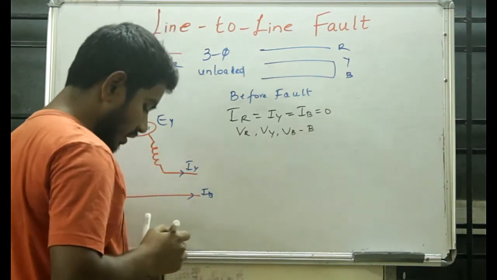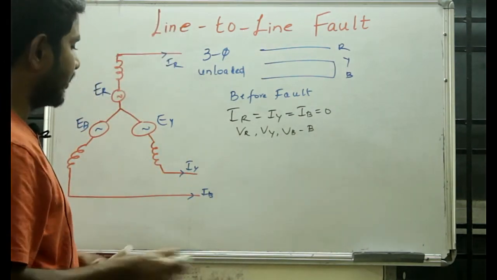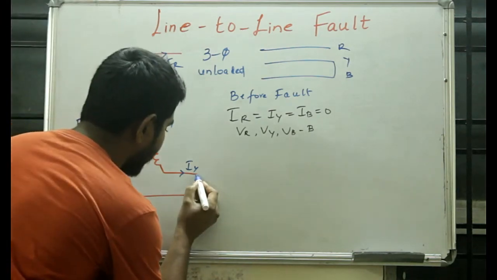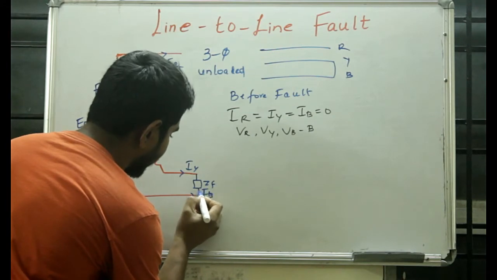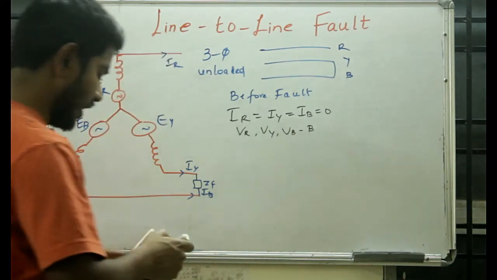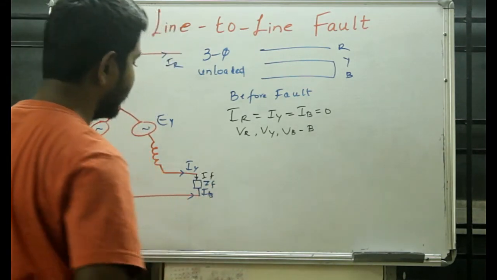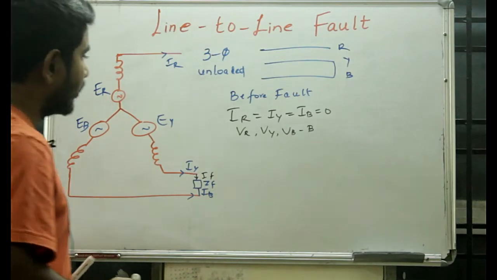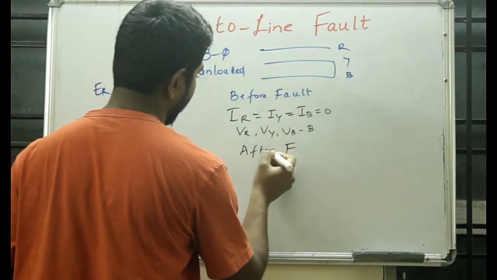Now let us consider a fault has occurred between the phases Y and B. Let us consider the fault impedance to be ZF, and the current flowing here is IF. Now let us see the conditions after the fault.